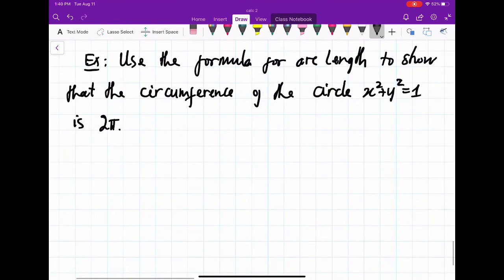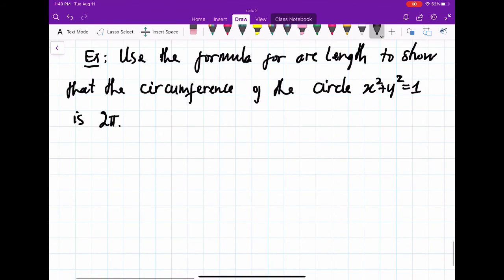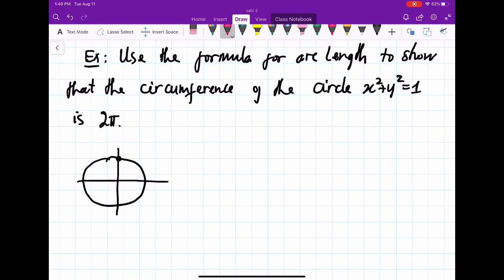So let's solve this problem real quick. We have the unit circle in here. We want to show that the circumference is 2 pi. So I just need to consider 1/4 of the circle, right? So that means x is from 0 to 1.